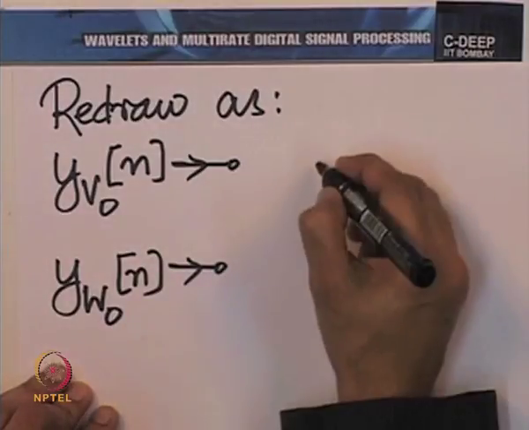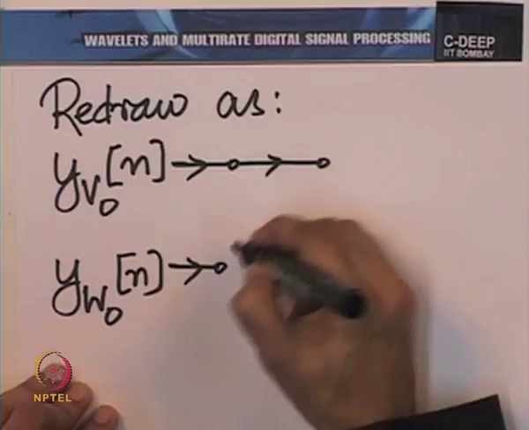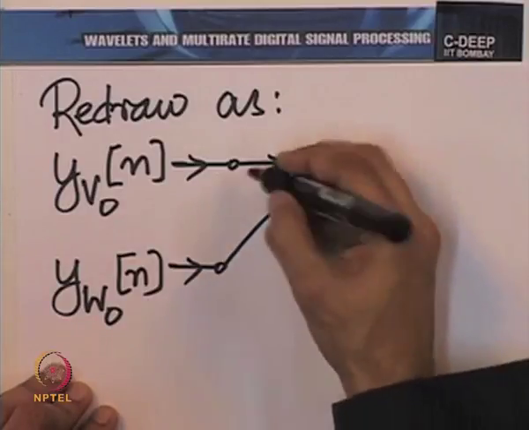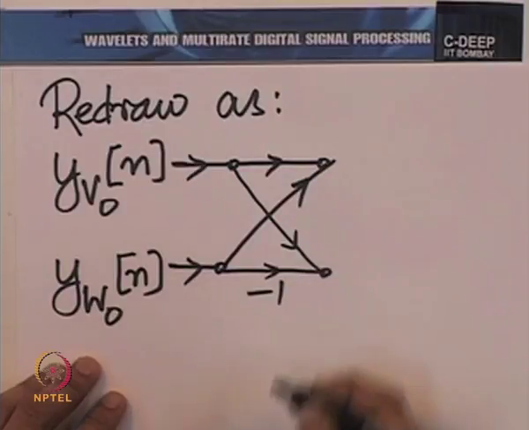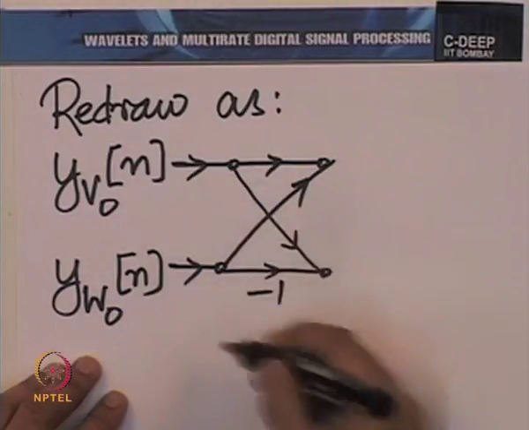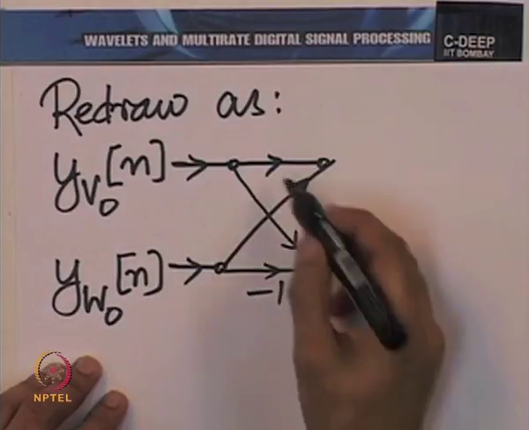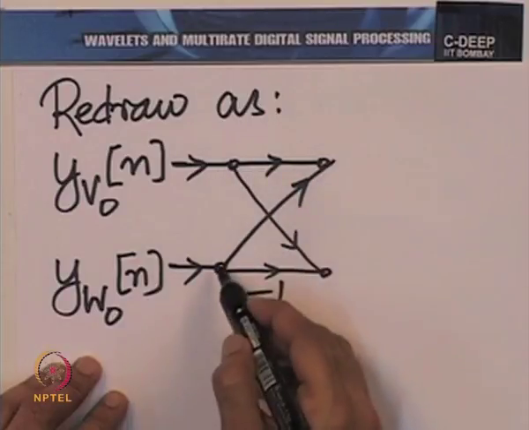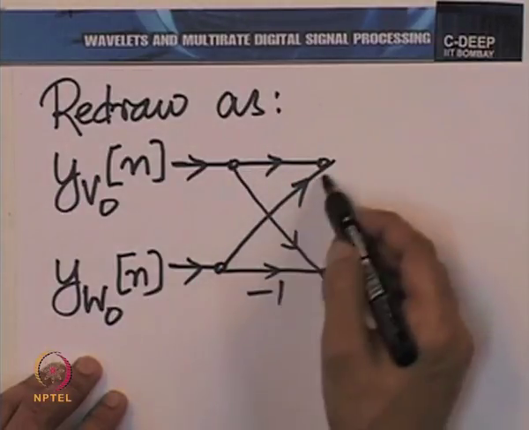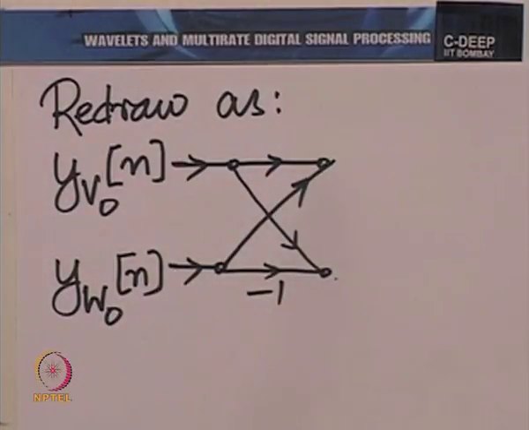So, we have a sum and difference branch here. Recall, this is what we call a signal flow graph. In a signal flow graph, we have nodes and we have edges. A signal flow graph is a convenient way of showing computation.